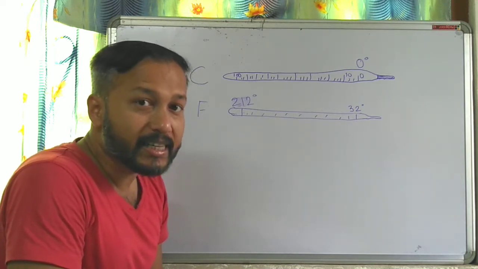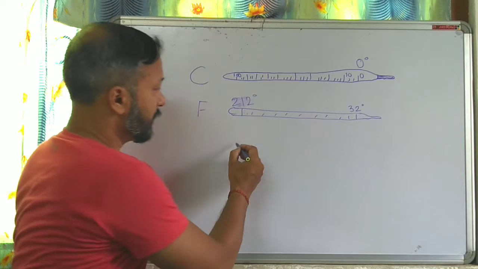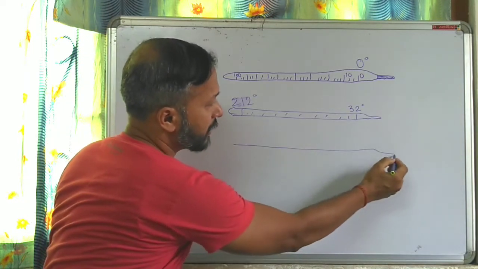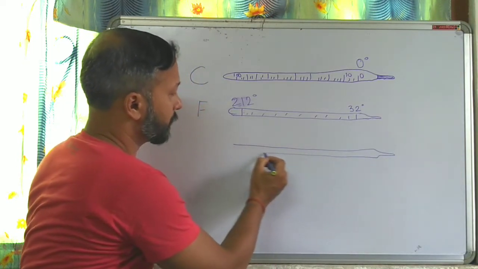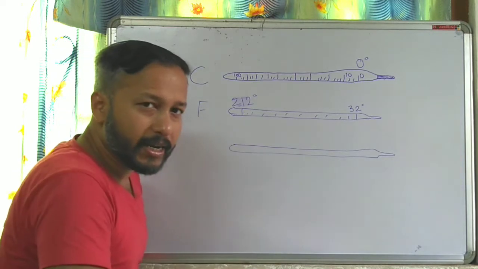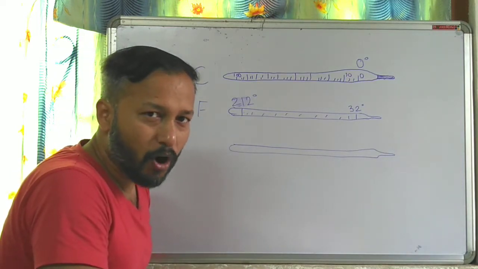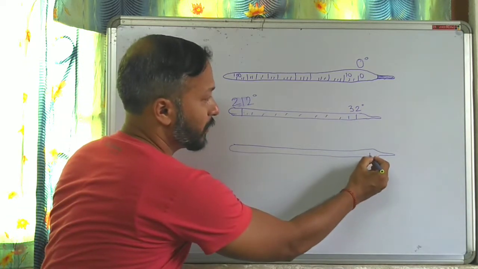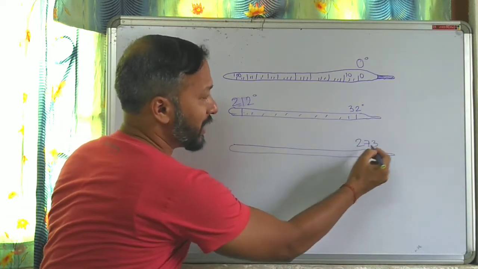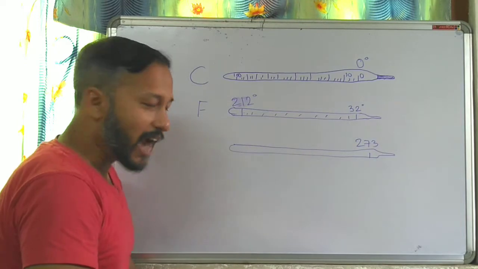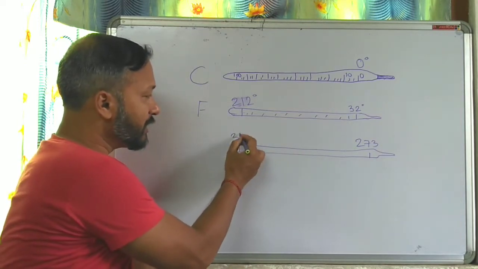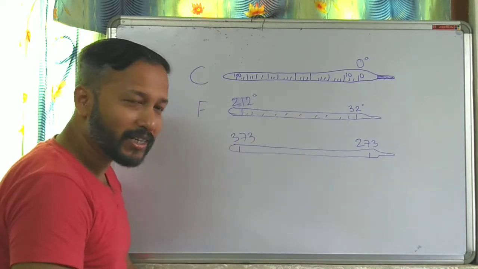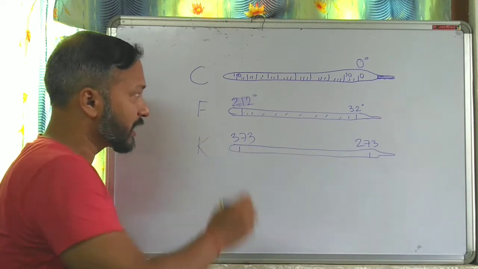Now the third thermometer. The third thermometer is the Kelvin thermometer. This is the Kelvin thermometer. Okay? The Kelvin thermometer starts from what? 273. Yes. And ends at 373. Got it? This is the Kelvin thermometer.